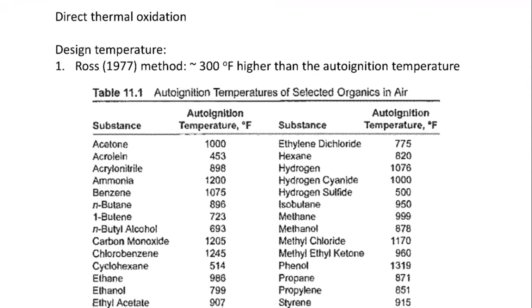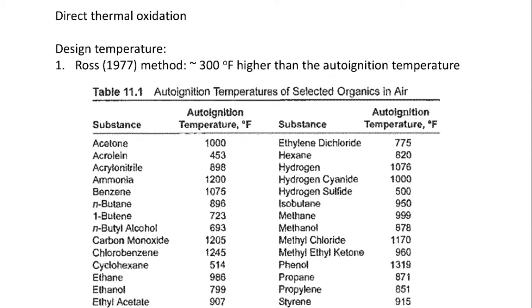For example, the most direct way to get, let's say, the design temperature is by using the Ross method, okay? What the Ross method defines is that basically the direct thermal oxidation temperature is around 300 Fahrenheit higher than the auto ignition temperature. Okay? So there's a new concept here, which is called auto ignition temperature. I think it explains what it means by the words here.